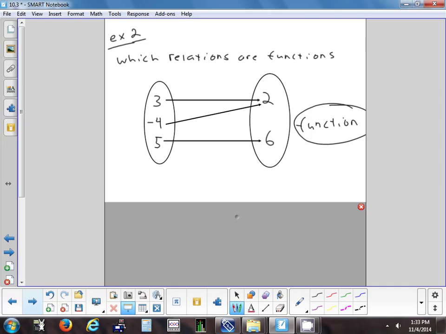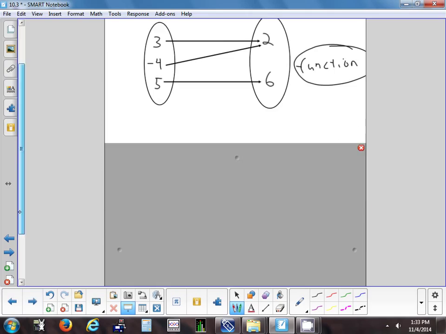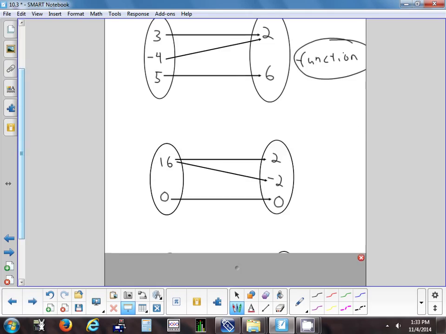Everyone understand what Mr. Roy just said about the repeat in the range? That's okay, but no repeats in the domain in this one. Okay, how about that one? Is that a function? Emma, what do you think? No, why not? Yep, 16 is repeated, exactly. So the reason for that, guys, you can just put 16 repeats.